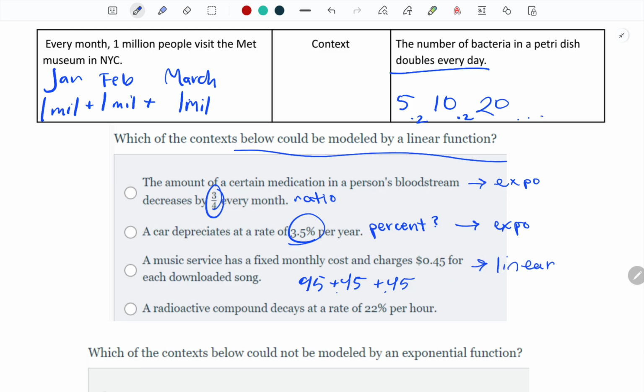Let's really quick just talk about the last one. I don't even have to look. It says percent. That's exponential.